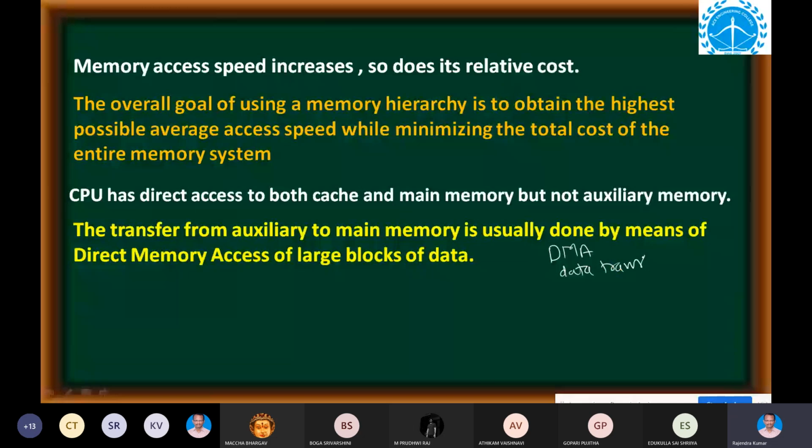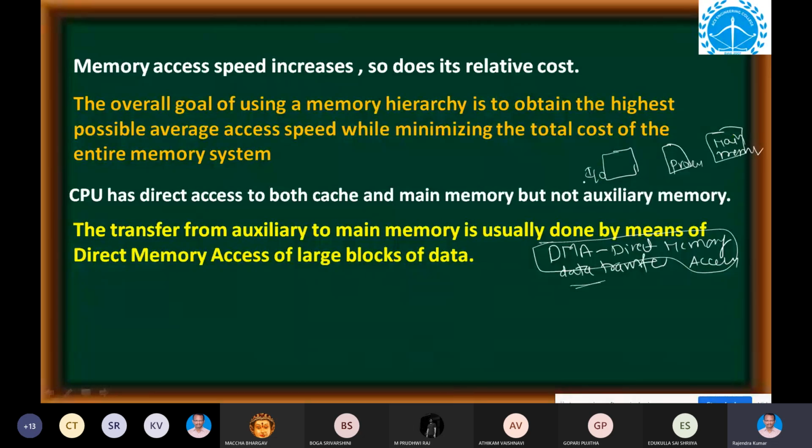Okay, direct memory access. This is one type of data transfer. Actually, how it will take place: here, some IO device will be there, and there is a processor, and there is a main memory.